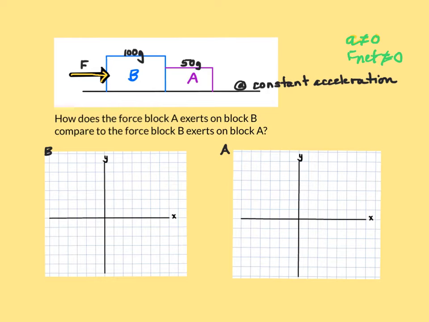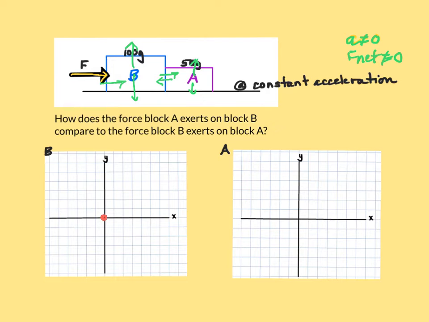B has a force of gravity, and it has a normal force. A has a force of gravity and a normal force. Touching B is also this force, so there's a force acting in this direction and a normal force from A, and A has gravity, a normal force up, and also a normal force by B. Let's see if we can do those one at a time. We'll start with B.